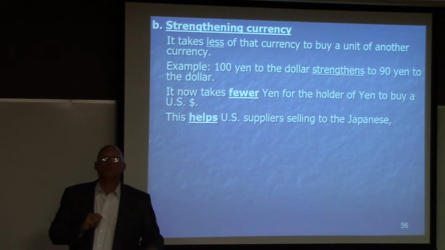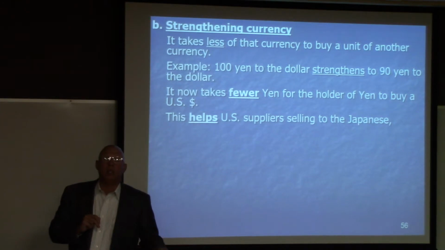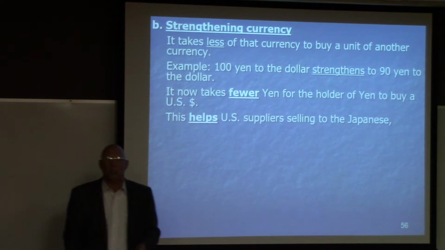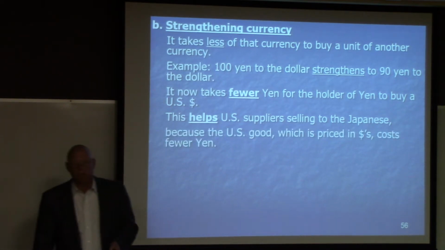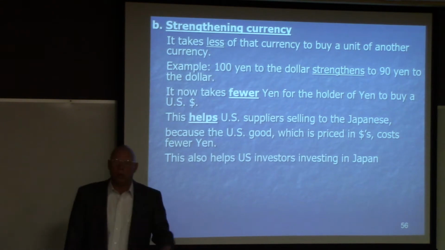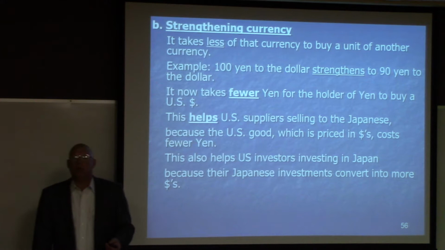If the yen strengthened by 10% versus the dollar, then that means it takes 10% less for a Japanese consumer or business to buy a U.S. good, okay? Because the U.S. good is priced in dollars. All right, this also helps U.S. investors investing in Japan, because their Japanese investments convert into more dollars.